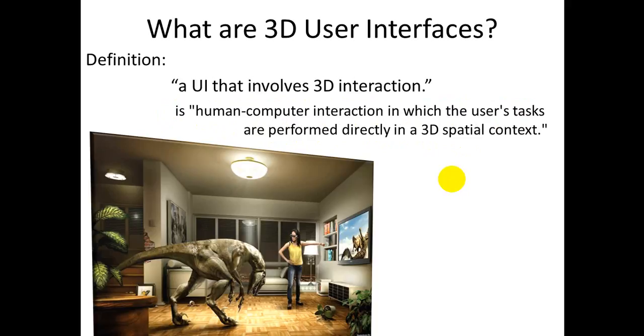One key word in this definition is "directly." There are some interactive computer systems that display a virtual 2D space, but the user only interacts indirectly with this space, for example by manipulating 2D widgets, entering coordinates, or choosing items from a menu. These are not 3D user interfaces.